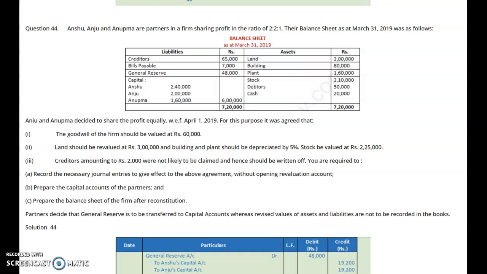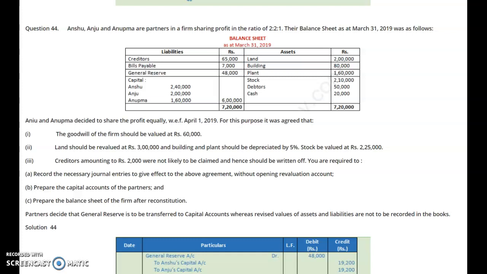You also have to prepare the capital accounts of the partners and prepare the balance sheet of the firm after reconstitution. Partners decide that general reserve is to be transferred to capital accounts, whereas revised values of assets and liabilities are not to be recorded in the books.